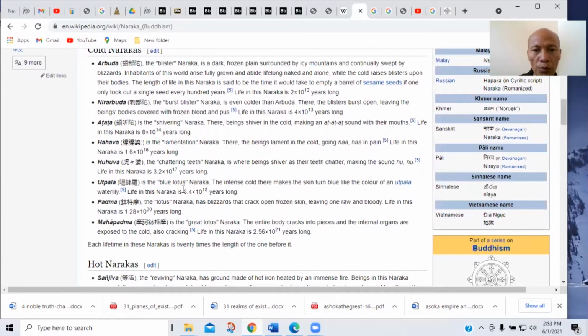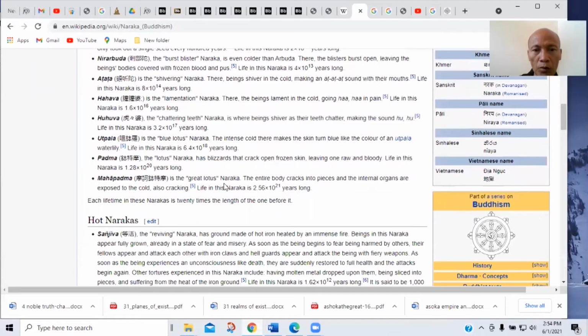The next one is the blue lotus. It just means intense cold. The skin turns blue like the color of a water lily. The next one is the lotus, that cracks open the frozen skin, leaving one raw and bloody. And the red lotus, that means the entire body cracks into pieces, and the internal organs are exposed to the cold, also cracking.